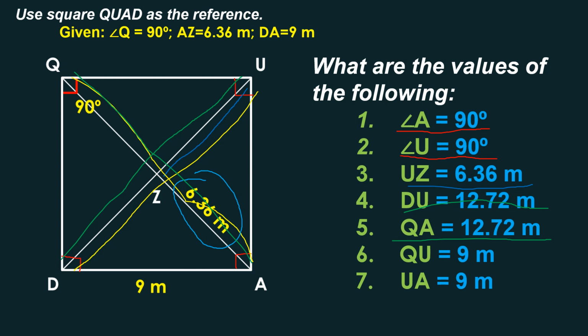Next, QU, which is 9 meters, and UA. QU here, and UA, also 9 meters, like this one here, side DA. We all know that all sides of a square are equal. So that's why it also has 9 meters.